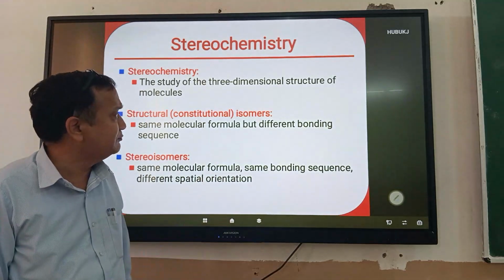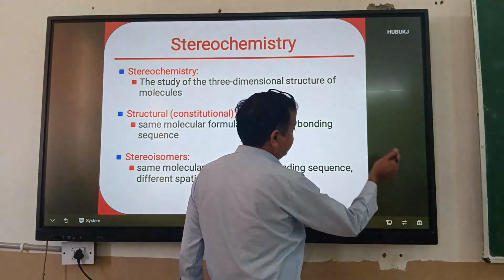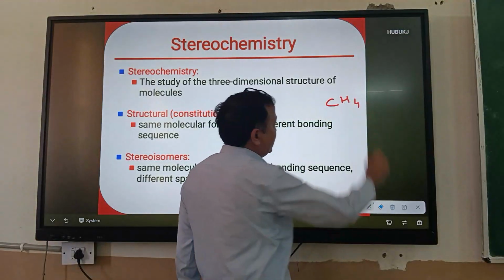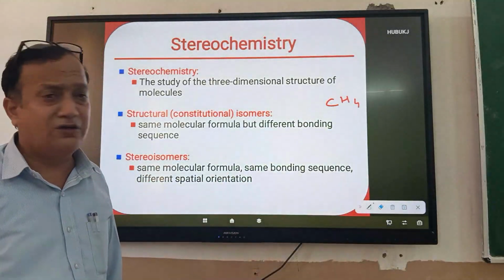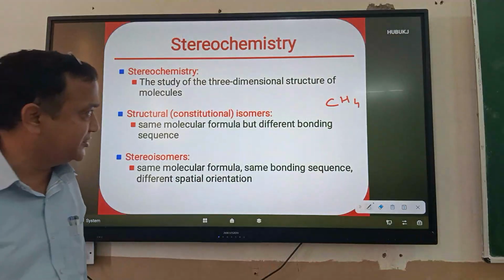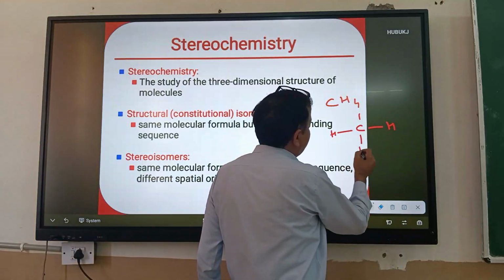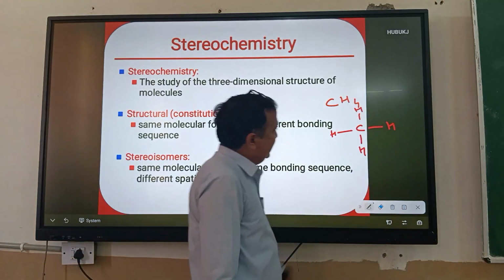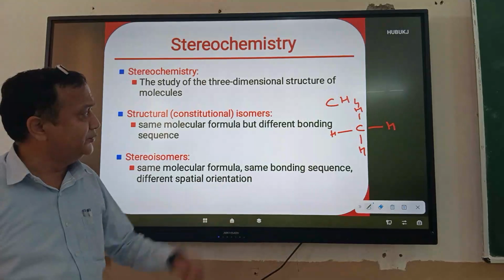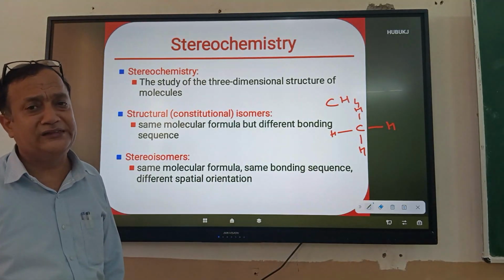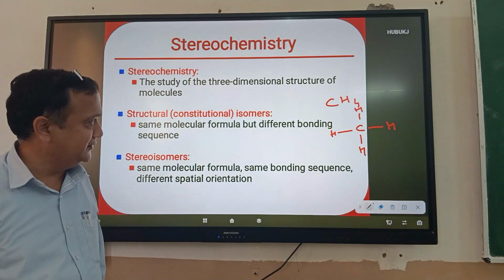Let us take a simple example of an organic molecule: methane. Generally we represent methane with this formula. Sometimes people write its structure like this. This is the representation of methane in two dimensions. But I have told you that stereochemistry means representation of molecules in three dimensions. So how can this molecule be represented in three dimensions?